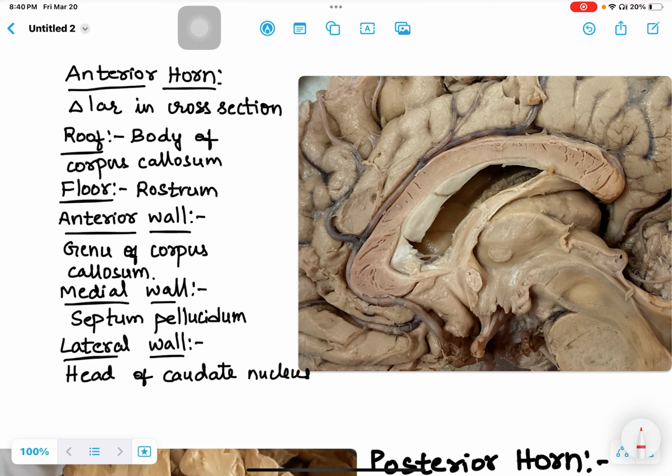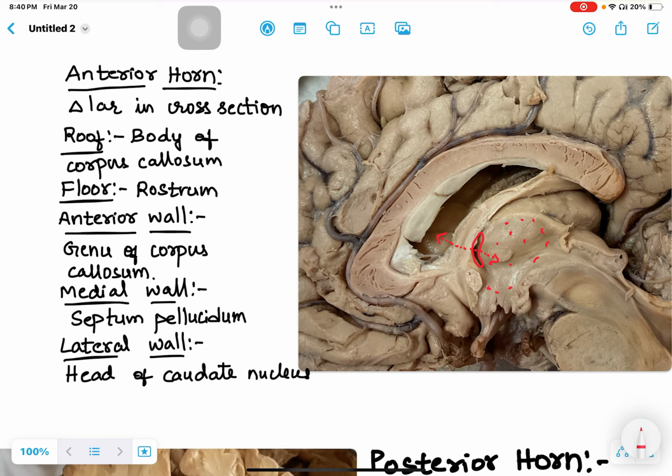Then the anterior horn is that part of the lateral ventricle which is present in front of the interventricular foramen. This is the interventricular foramen. Actually it is communicating from the lateral ventricle to the third ventricle. All this is the third ventricle cavity. So it is communicating the lateral ventricle with the third ventricle.